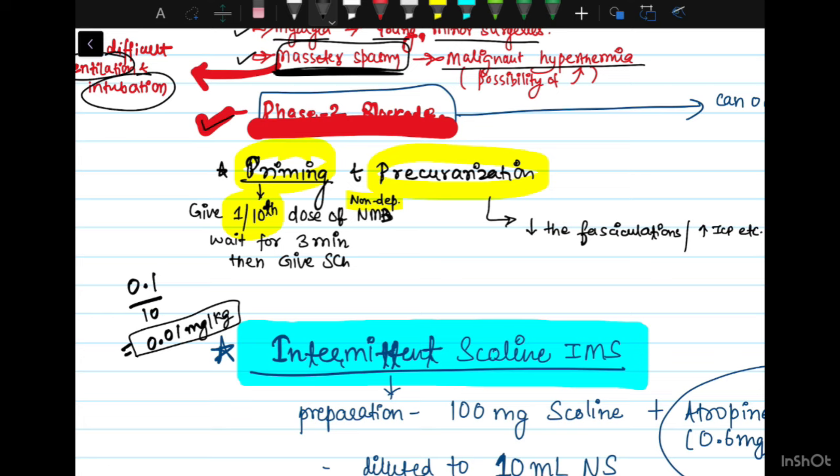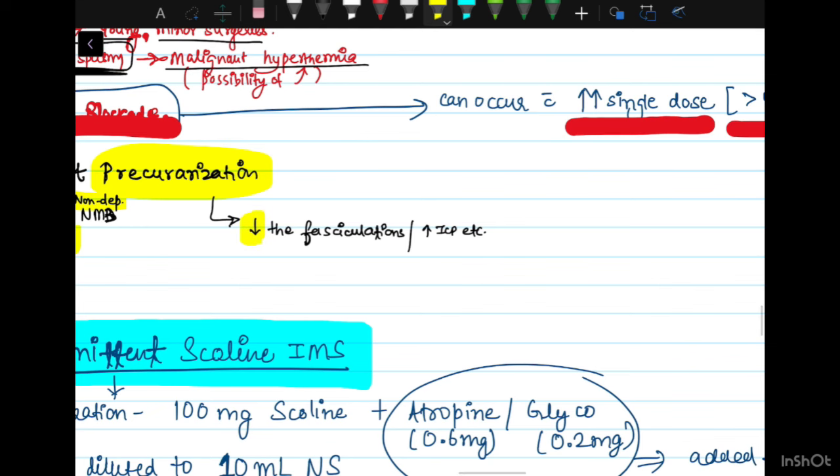and then you wait for 3 minutes, the fasciculations are not going to come. The effect of succinylcholine will come, the duration is going to remain the same, but the fasciculations will not come. So those side effects are actually prevented. This is known as priming. And because of this, the phenomenon which occurs is pre-curarization, which will reduce the fasciculations and the increase in all the pressures.